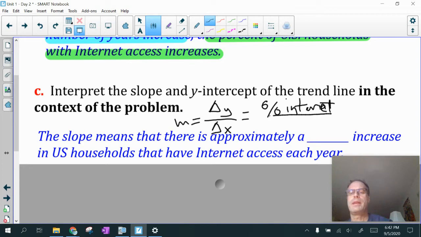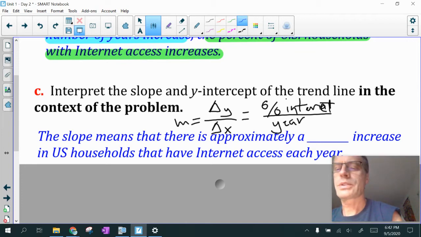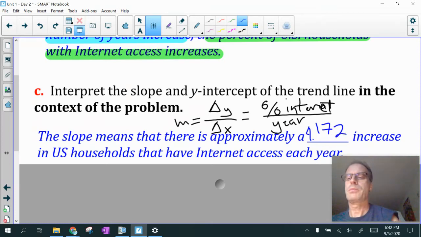Okay? And then my x were my number of years. So I'm going to come back here and I can say that the slope means that there is roughly a 4.172% increase in households that have internet access every year.